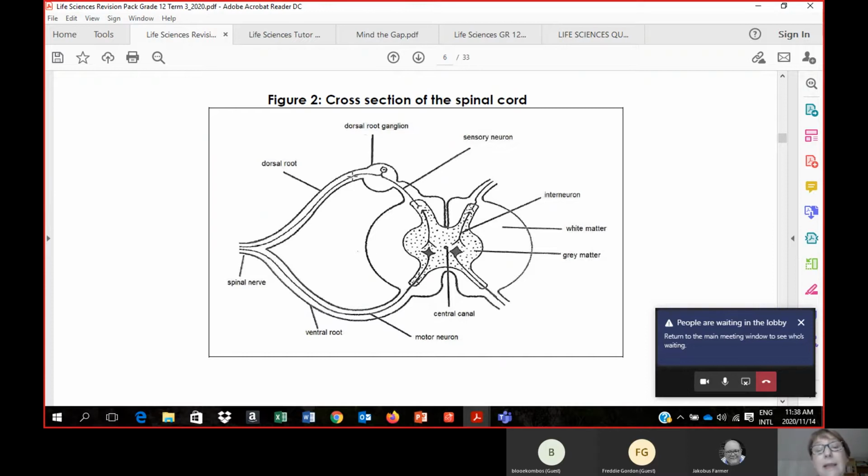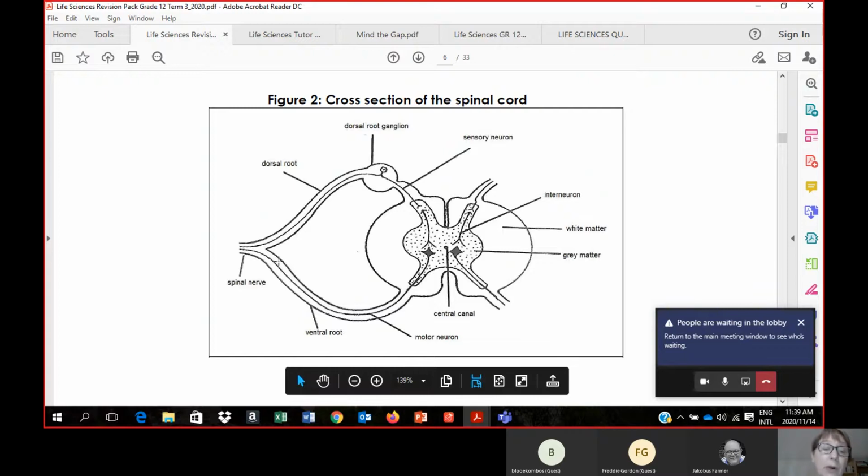So this is a sensory neuron over here. There's a little swelling, and this is where the cell body of the sensory neuron is situated. And then inside the gray matter, you've got an interneuron. And then over here, this is a motor neuron over here.